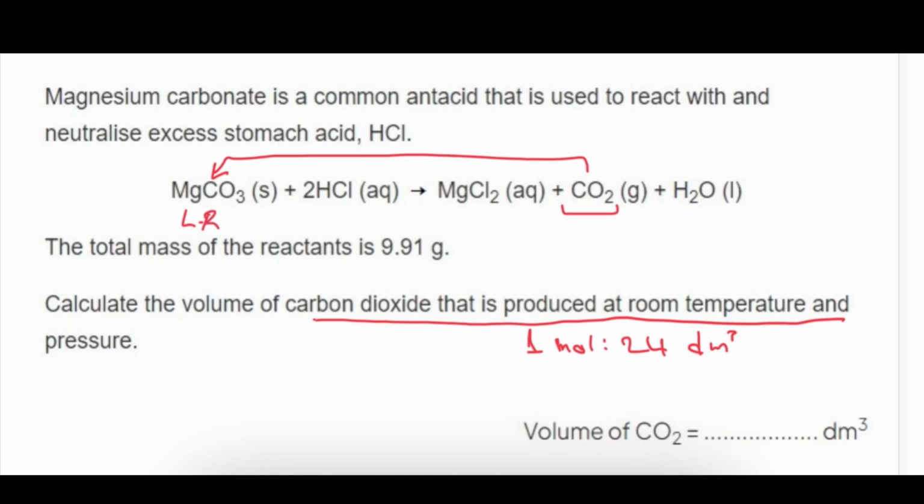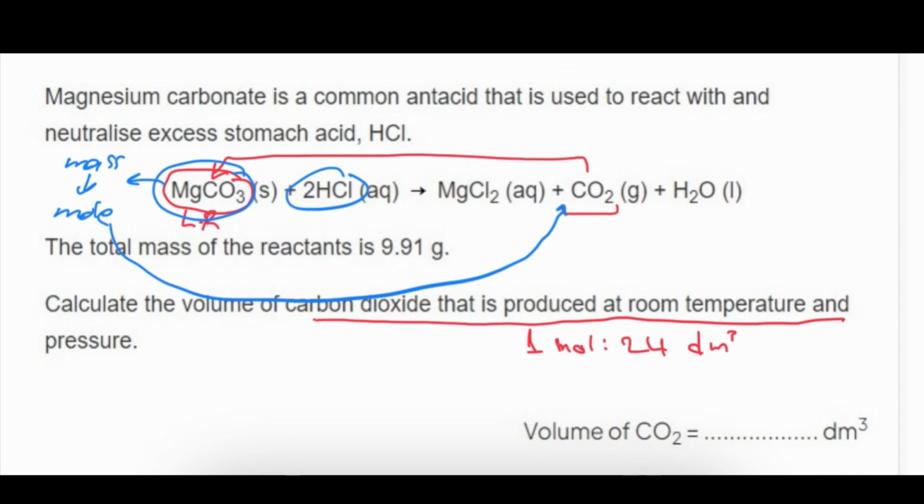But the problem here, how can I determine the mass of magnesium carbonate? I have the mass of both magnesium carbonate and HCl, but I need the mass of magnesium carbonate in order to change its mass to moles, and then do it with a mole ratio with carbon dioxide, and then use this ratio in here. So how can I do it?